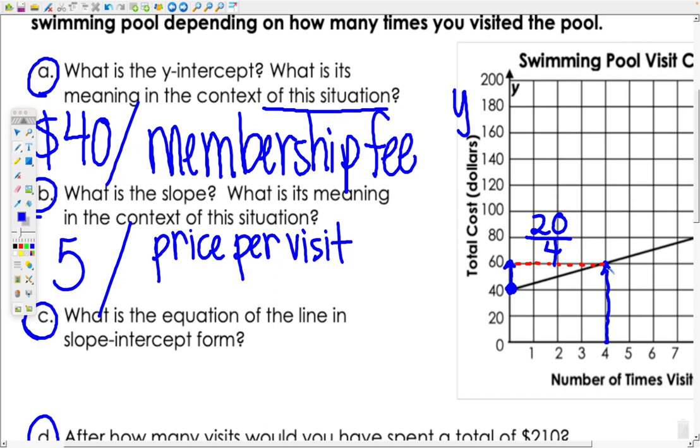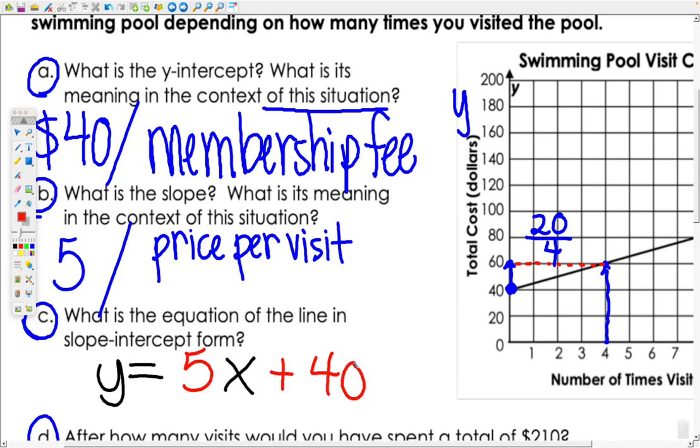So now, if I told you to put it together, slope-intercept form, that's where we're going to have the y equals mx plus b, right? So, what do I have? Thank you. 5x plus 40. Stop and process. That is just writing the equation. Slope-intercept form.